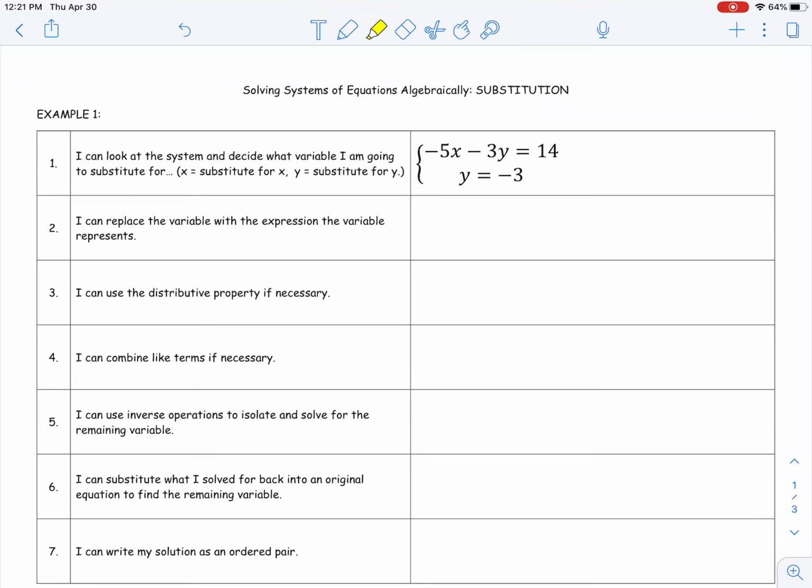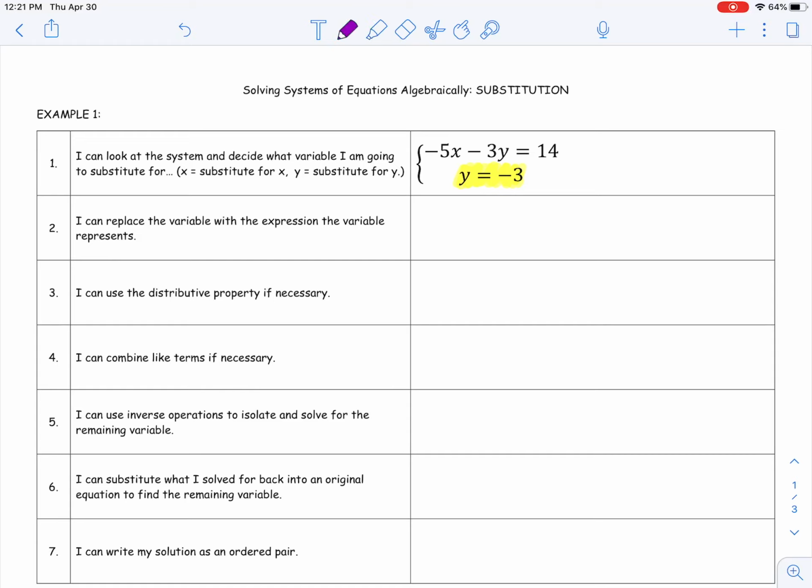We're gonna use algebraic operations, substitution method specifically, to solve a system algebraically. So the first thing that we need to do is look at the system that we have. The fact that I have y equals 3 tells me that that's what I'm going to use to substitute. Anytime that you have y equals, that's the variable you want to substitute for. If you have x equals, you're going to substitute for x.